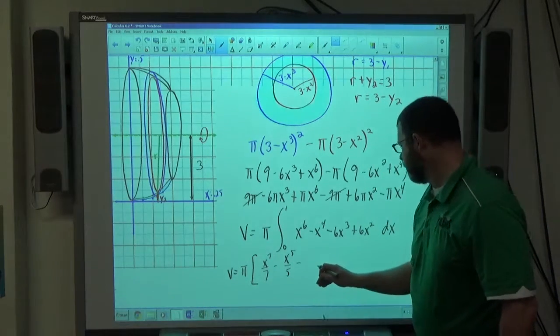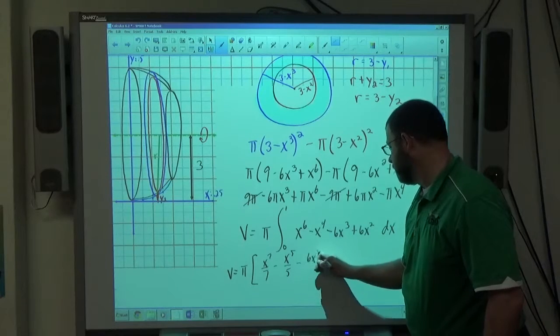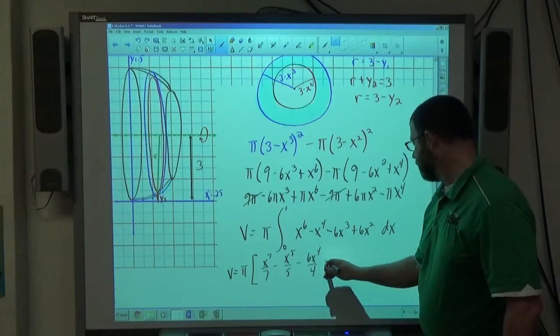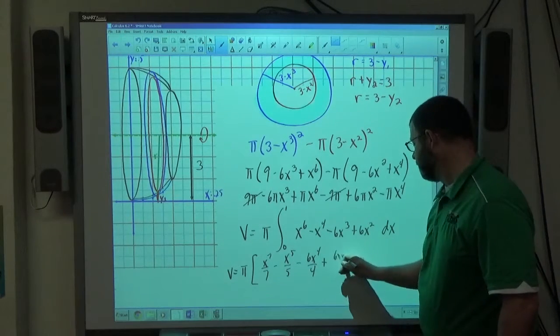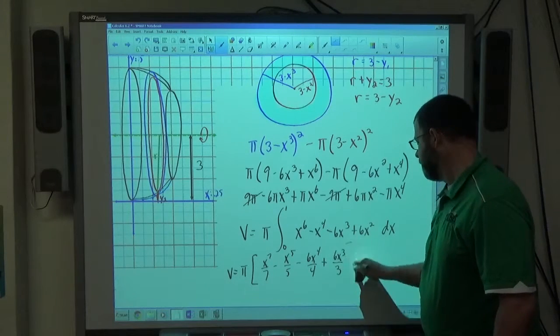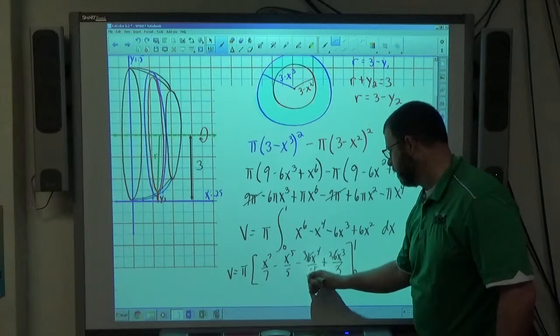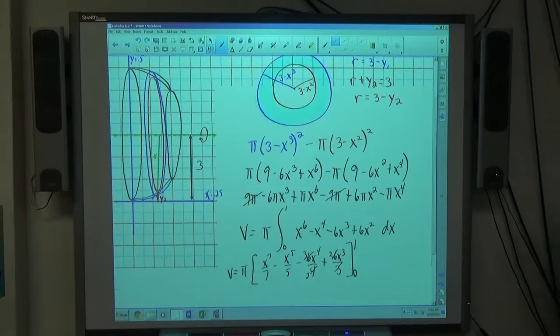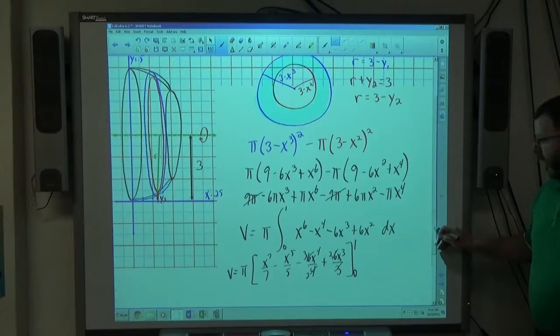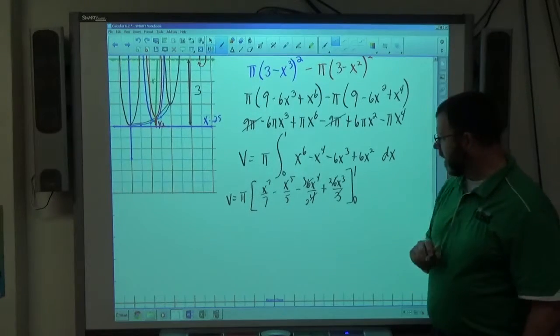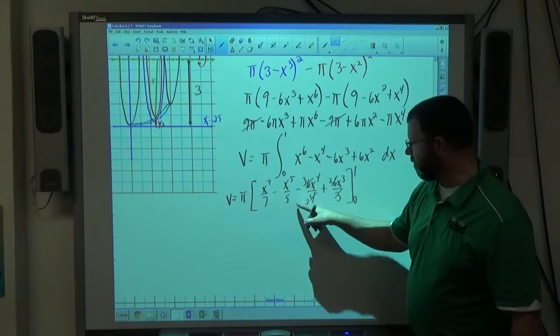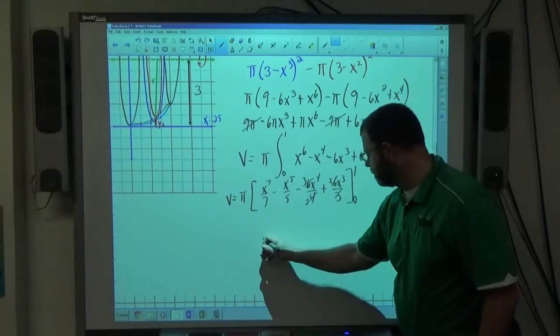minus 6x to the 4th over 4 plus 6x cubed over 3. Reduces, reduces. So 6x cubed over 3 becomes 2x cubed. 6x to the 4th over 4 becomes 3x to the 4th over 2. And then we simply have to get a common denominator. The denominators are 7, 5, and 2, so 70.